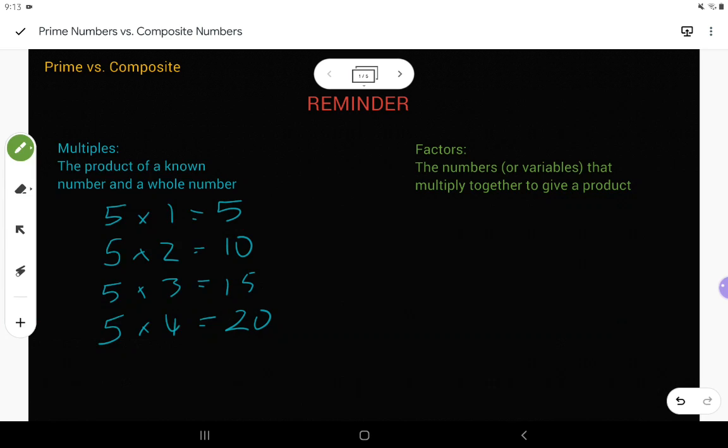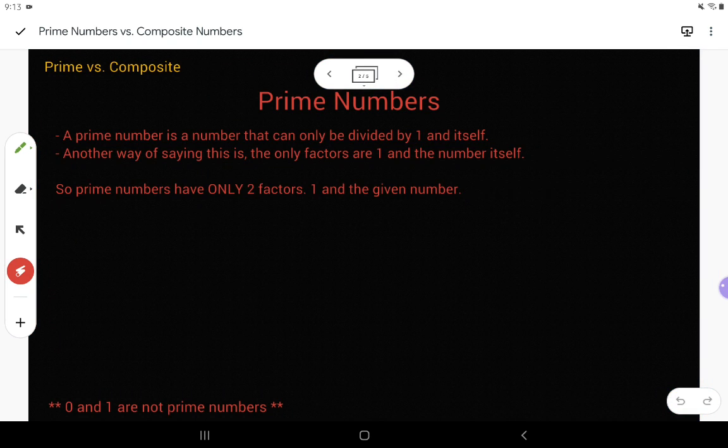For factors, factors are the numbers or variables that multiply together to give a product. Remember the product being the answer to a multiplication statement. So if I had something like 2 times 3 is 6, the 2 and the 3 are factors, right? The 2 and the 3 are factors because they are the things multiplying together to give us our product of 6. So what are prime numbers?